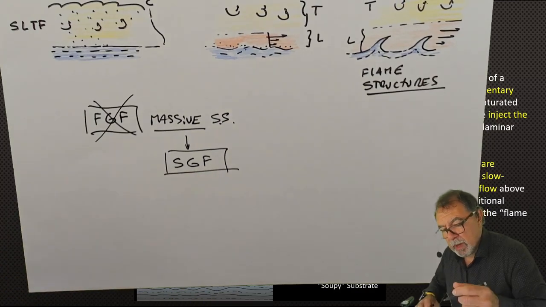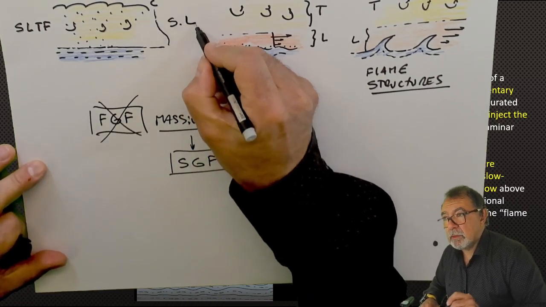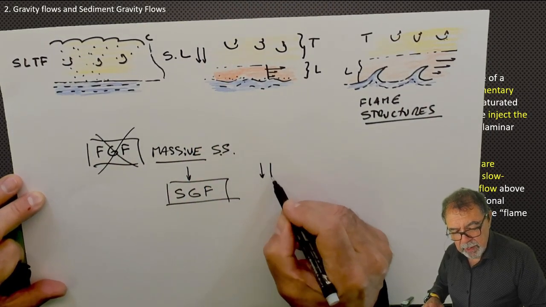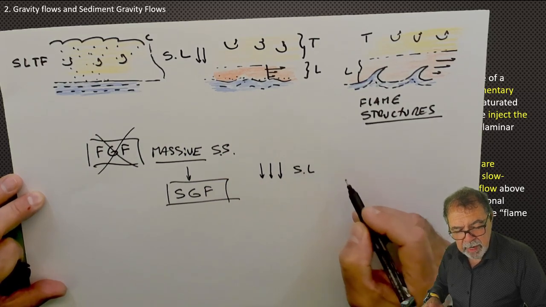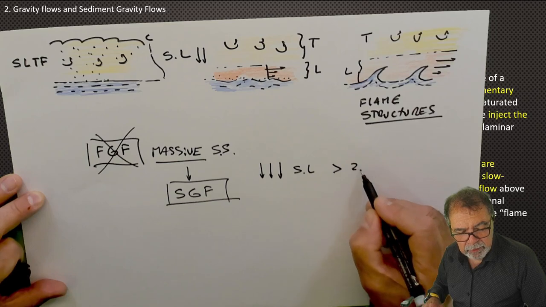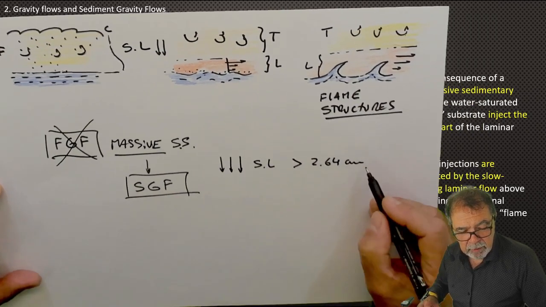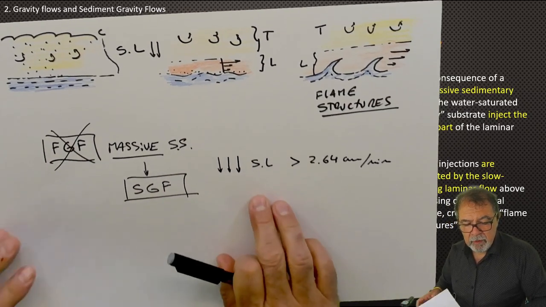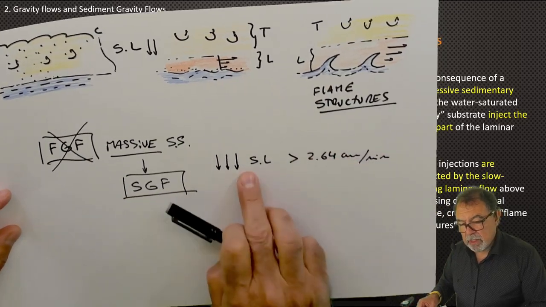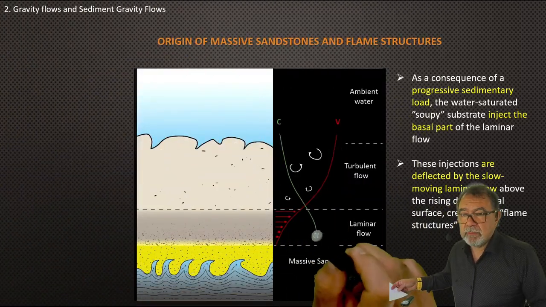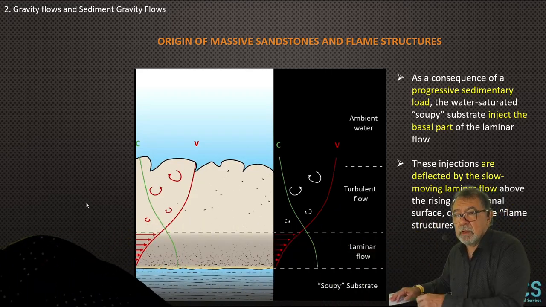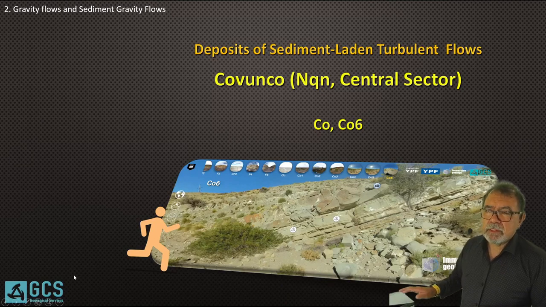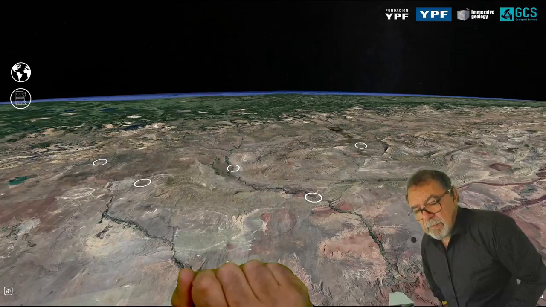You need suspended load, and the fallout of suspended load at a rate higher than 2.64 centimeters a minute. This is a high rate of fallout of sediment that helps create massive sandstone. So let's go now to the field and see some examples of massive sandstones.